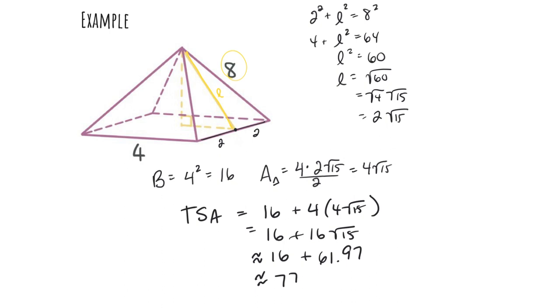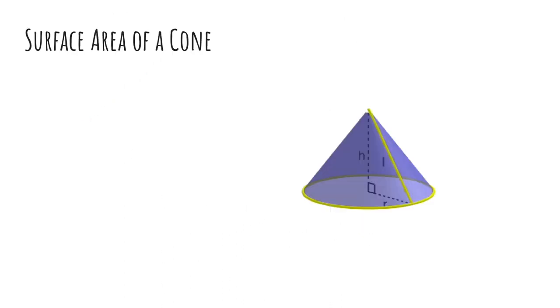And then I get 77.97. There's no units given to us, and this is a 2-dimensional measurement. This is units squared.